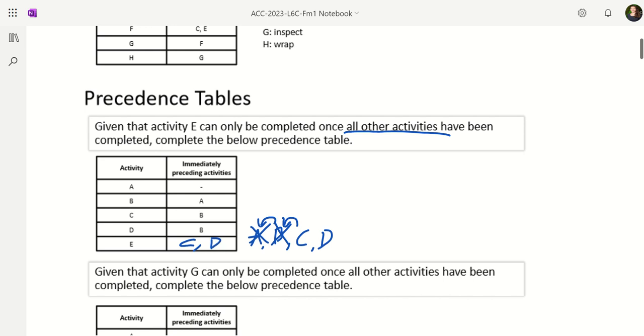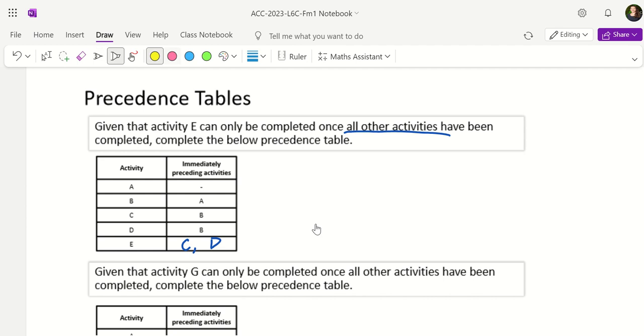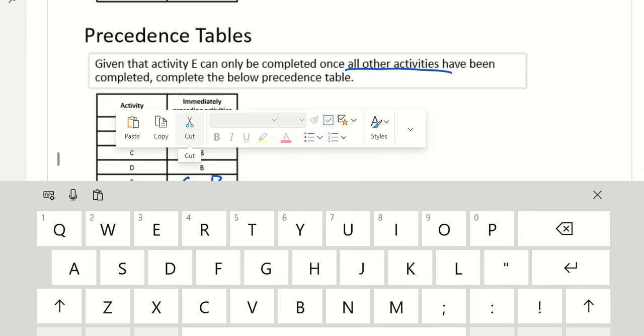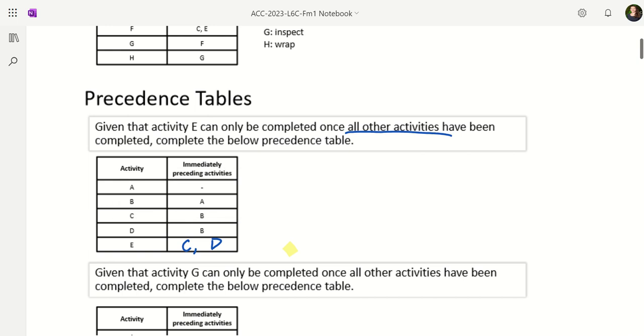But D is dependent on B, so D needs to go in there as well. So let me just write that C a bit more nicely. Okay, so C and D is what goes in the box. As a rule of thumb, what you can look for, or double check, in that column of immediately preceding activities is that you need all of the letters to be there. So you want an A, a B, a C and a D in there somewhere. So here, if I was trying to take a shortcut, I'd see that C and D aren't in my column already and they need to be, so I'm going to write C and D in there.